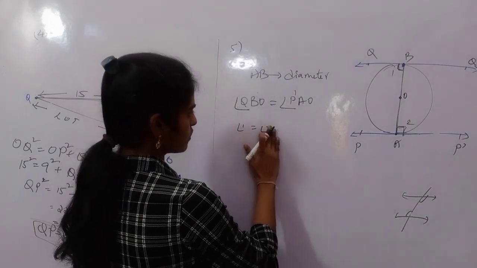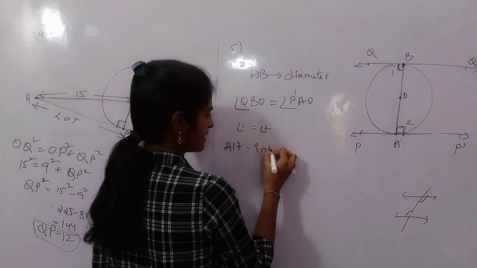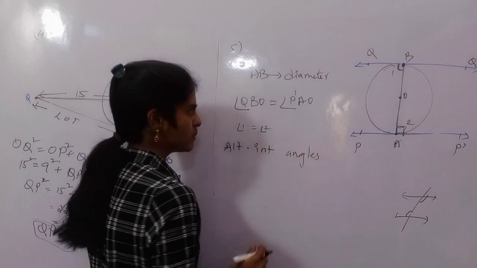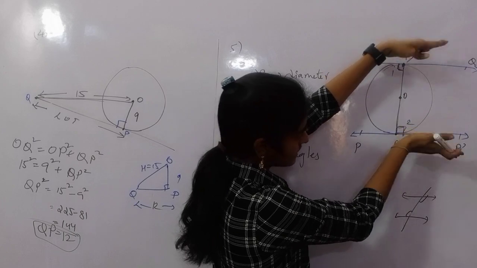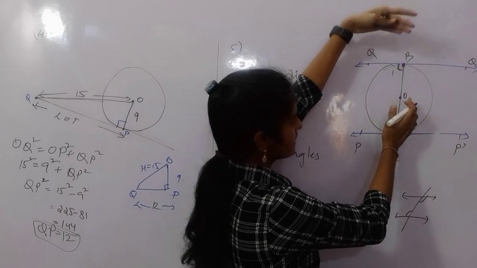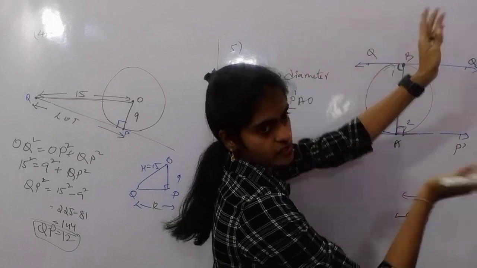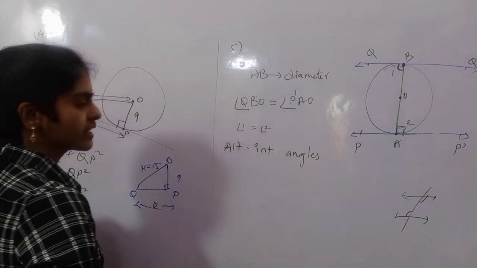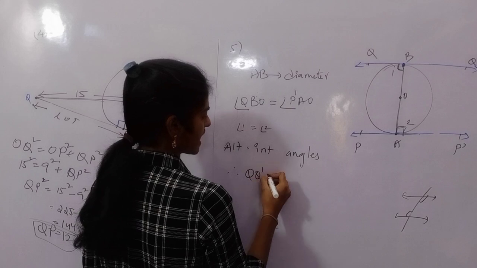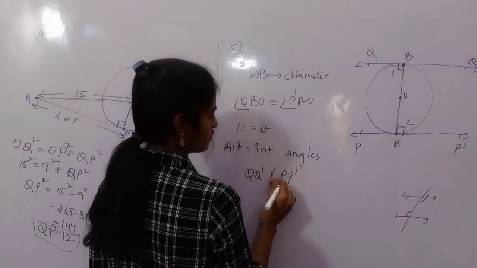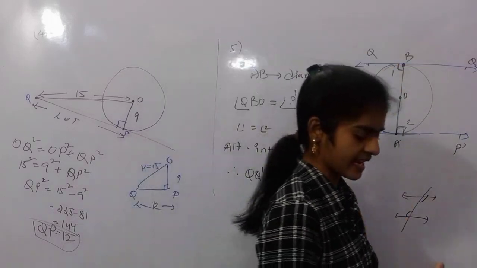So here I got the two angles equal, which are alternate interior angles. Why alternate interior? I have taken two lines. These angles are inside the two lines, so interior angles, and one angle is on this side of this line, the other on the other side, so alternate. They are alternate interior angles and they are equal, so therefore I can prove that Q dash is parallel to P dash, both are tangents. So I can prove this tangent is parallel to this tangent.